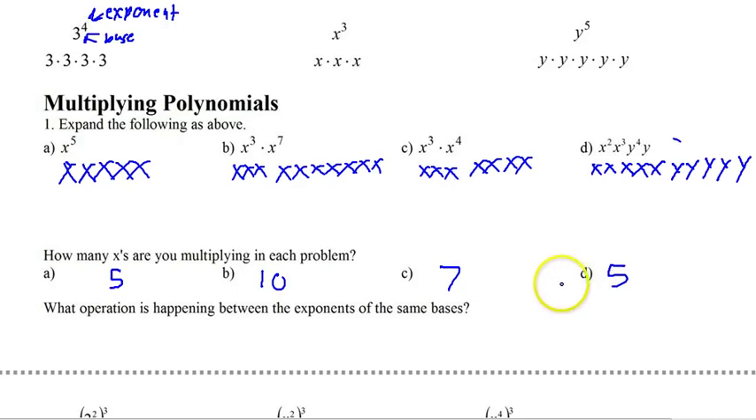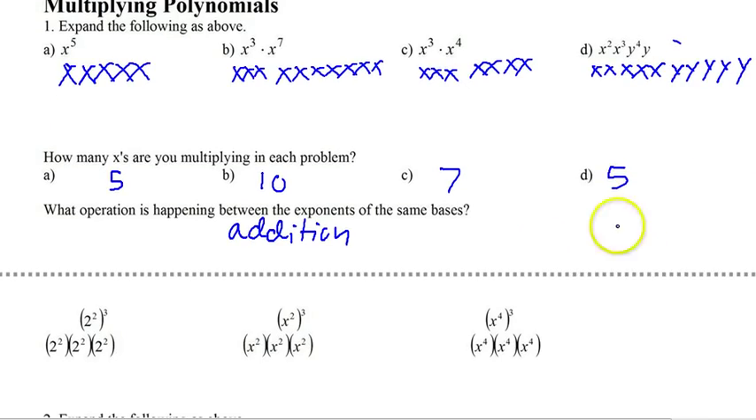So if you look at that, what operation is happening between the exponents? Is it addition, multiplication, division, subtraction? Exactly. It's addition. And that's it. If you have 3 and 7, you would add them together. That's it.